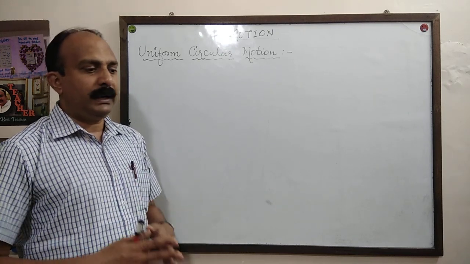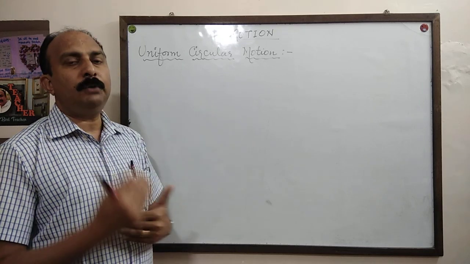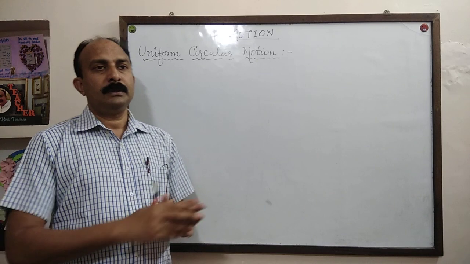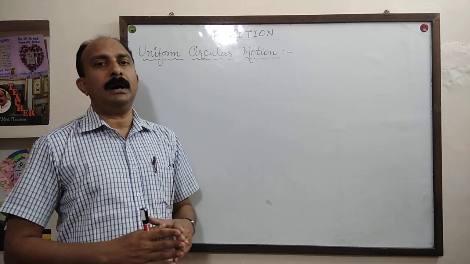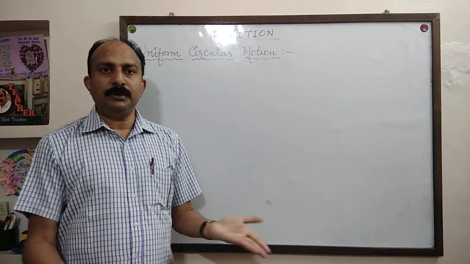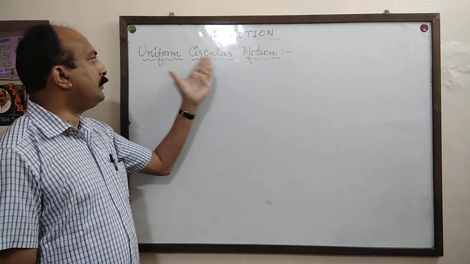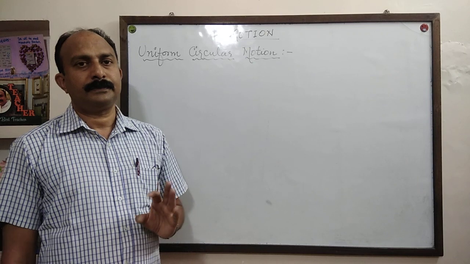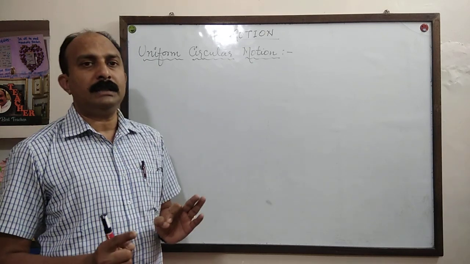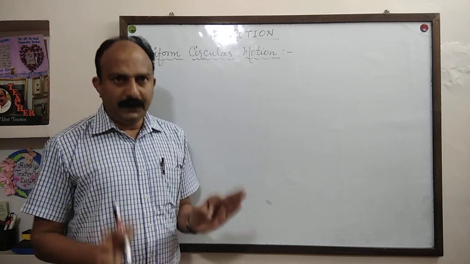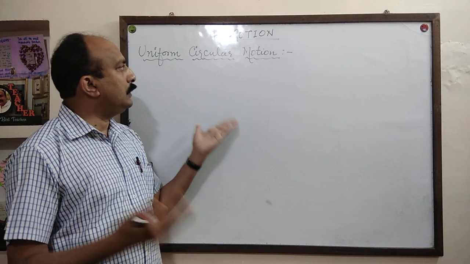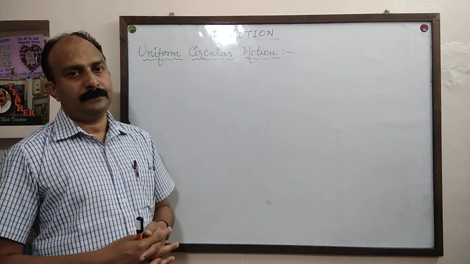Now I am going to define exactly what is meant by uniform circular motion. If a body moves in a circular path with constant speed, its motion is said to be uniform circular motion. I repeat, if a body moves in a circular path with a constant speed, the motion of that body is said to be uniform circular motion.